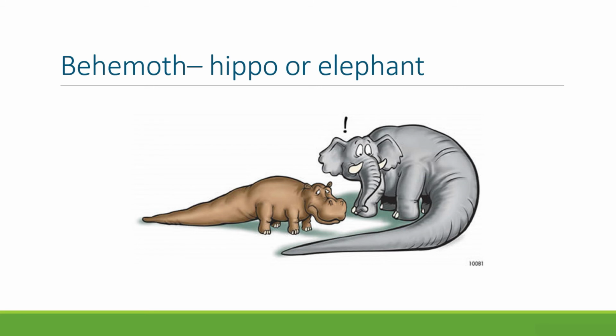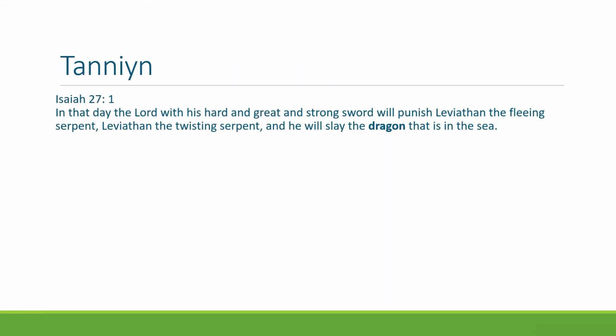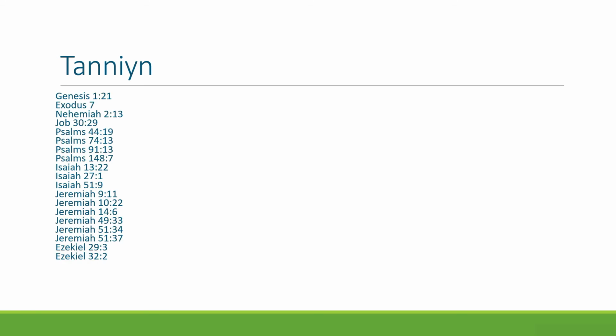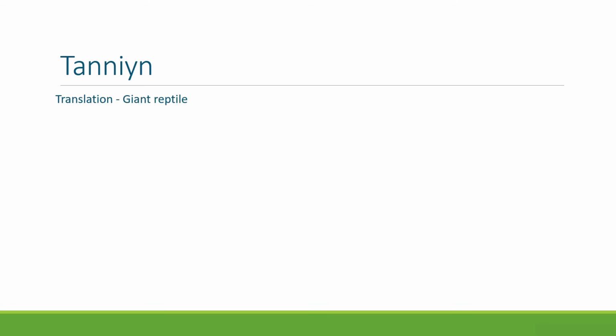Also in the Bible, we have the word Tanin, which very often is translated as dragon, as in Isaiah 27:1. "And he will slay the dragon that is in the sea." It's a word which comes often in the Bible, which used to be translated dragon, but these days people struggle a little bit more with what they should do with it. You see, the best translation for Tanin would actually be a giant reptile. Pre-1800, they were referred to as dragons. Post-1800, they are referred to as dinosaurs. Dinosaur means terrible lizard, or giant reptile, basically.